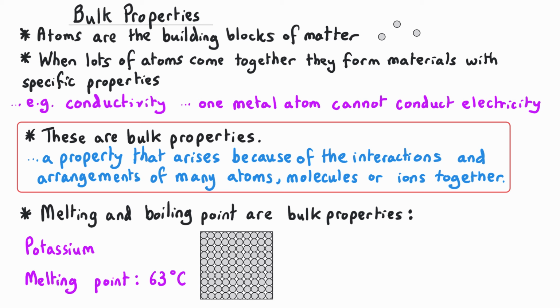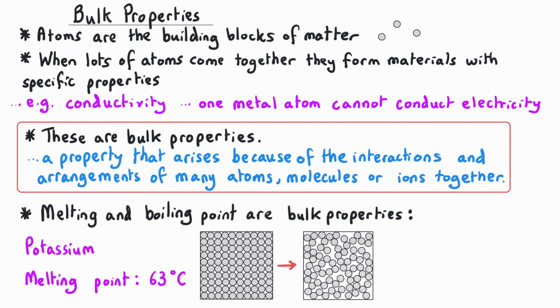whereupon the particles in that sample will spread out and become a little bit more disordered. However, one atom of any substance cannot be considered to have a melting point because it is already separated out from other atoms. So while individual atoms are undoubtedly crucial, it's their collective behaviour that gives materials their bulk properties.